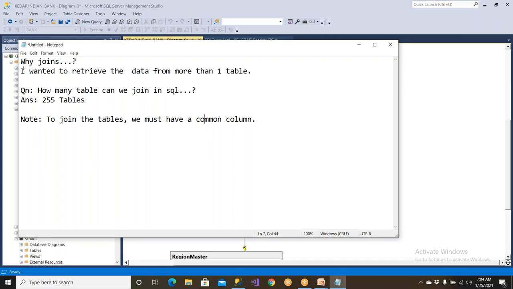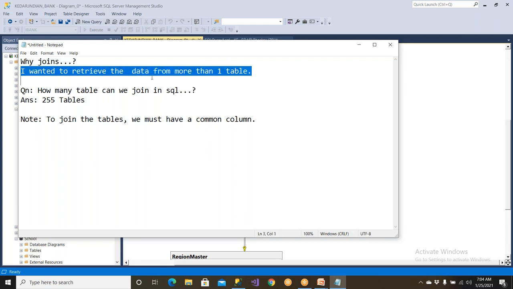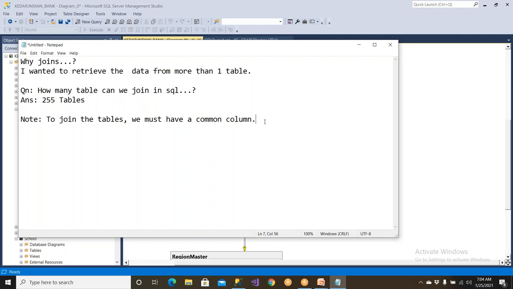Clear? So why we discussed joins: I want to retrieve the data from more than one table. That is where joins are very, very important. Clear? In SQL, there are many types of joins, but there are four types of SQL joins that you need to learn. You can have a lot of joins, but primarily these are very, very important joins.